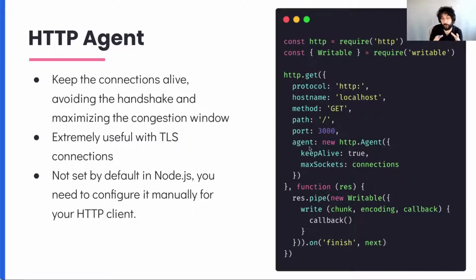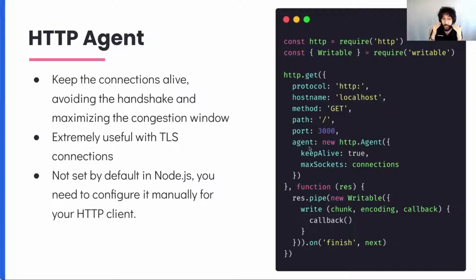So in Node core, we offer a construct to do this, which is creating an HTTP agent. HTTP agents keep the connection alive, so it avoids the handshake and maximizes the congestion window. It uses the HTTP 1.1 keep-alive. It's a key feature of HTTP 1.1.